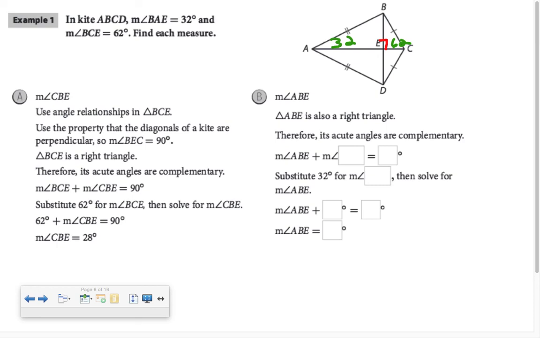In part B, we're asked for angle ABE. Well, ABE is also a right triangle. Therefore, its acute angles will also be complementary. So angle ABE plus the measure of angle EAB will equal 90. And if I substitute 32 degrees in for EAB, and then I'm going to solve for ABE. So ABE plus 32 equals 90, and when I subtract that 32 from both sides, I get 58 degrees.